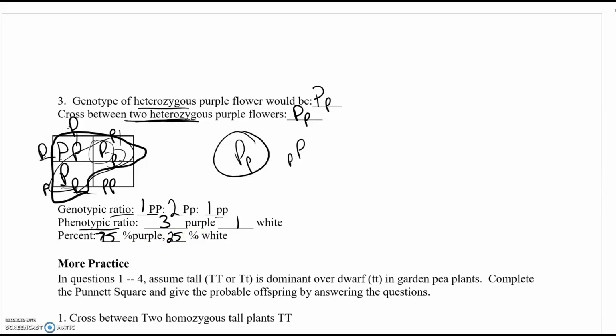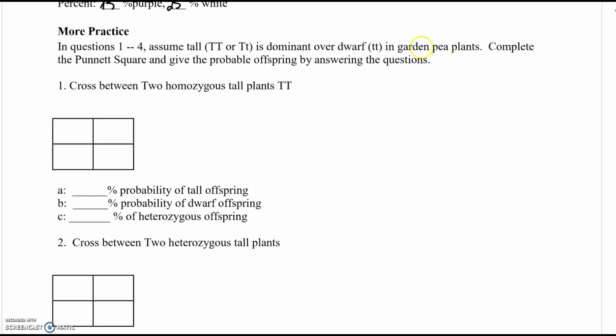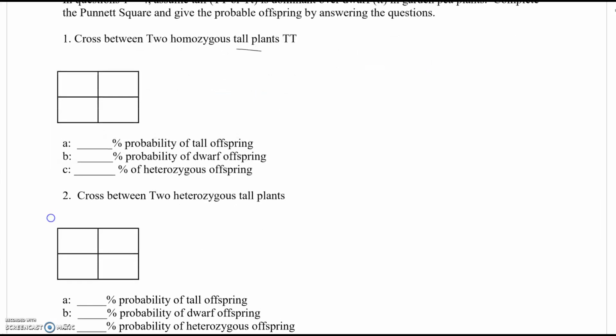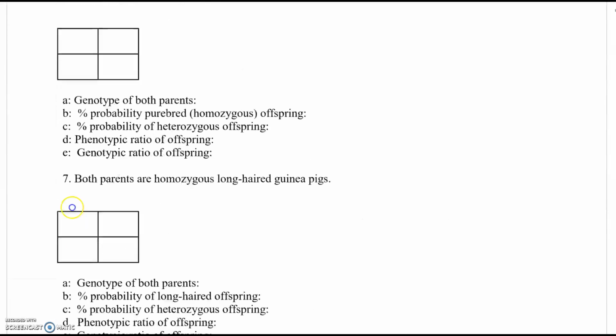So the rest of this worksheet asks you to practice with this some more, given some information about a trait, which one's dominant, which one's recessive, given some information about the parents, do a Punnett square, predict something about the offspring. So you've got several practice problems like that.